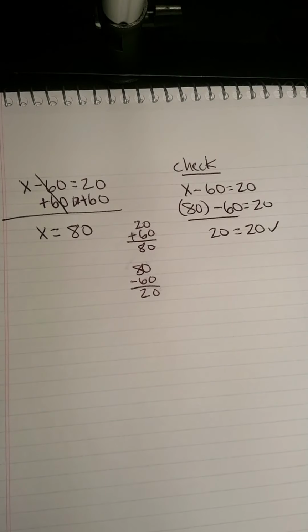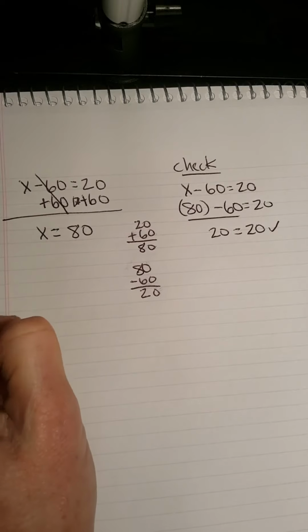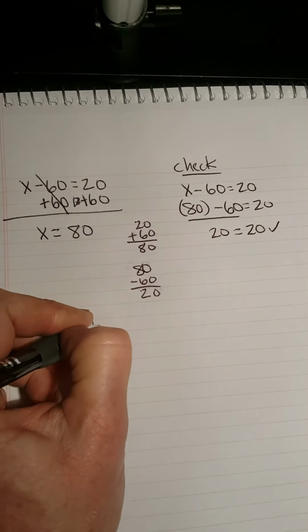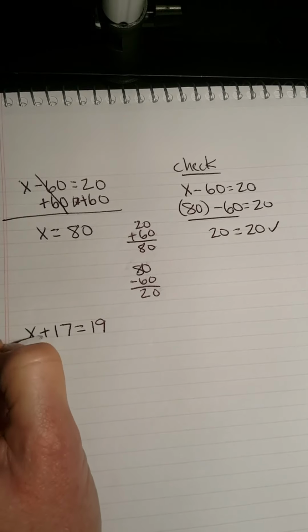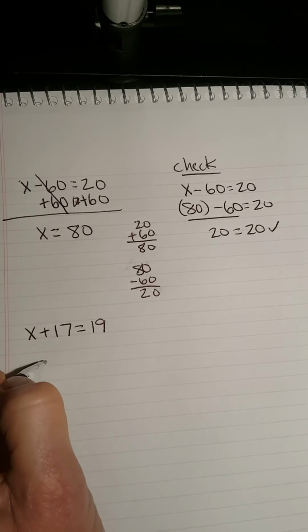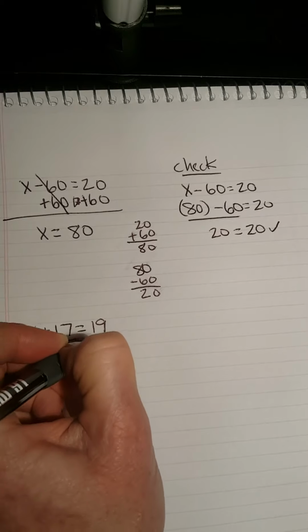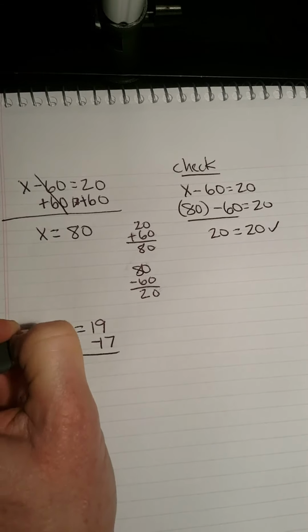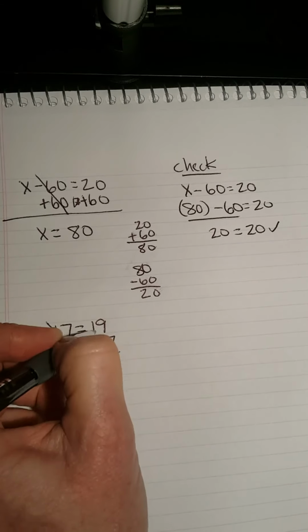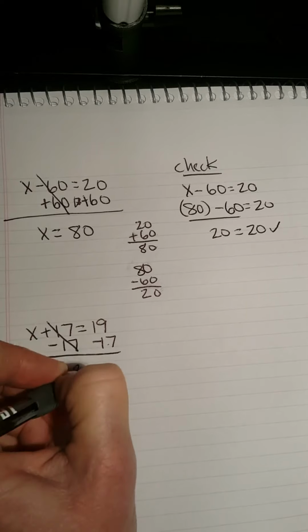Let's do x plus 17 equals 19. Okay, again, this is attached to the x, so I need to move it. So I'm going to subtract 17 from each side. X is equal to 19 minus 17, which is 2.